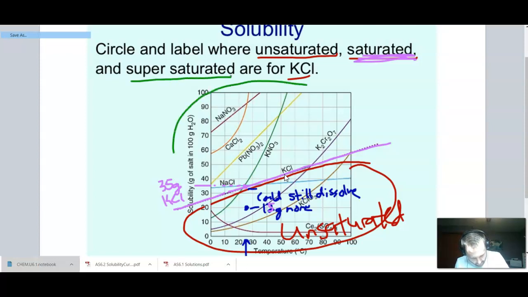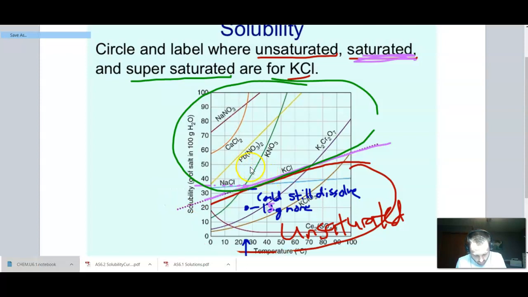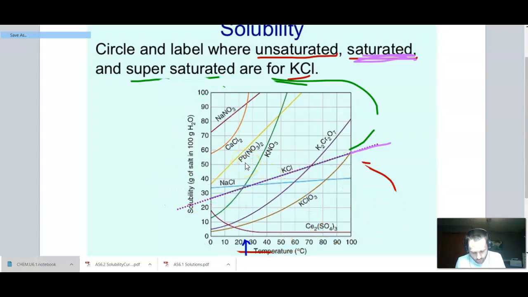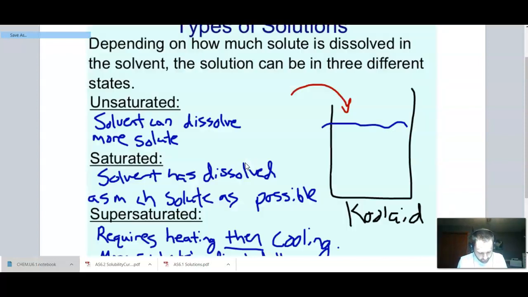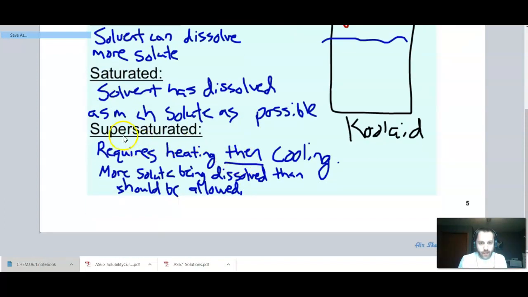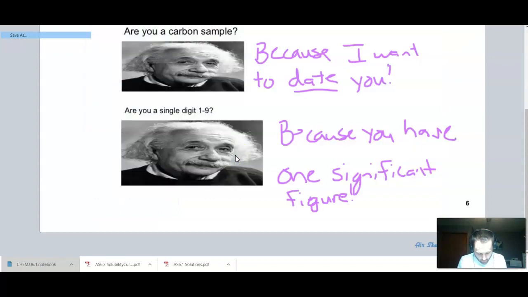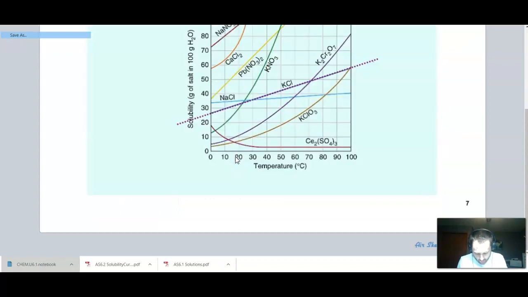So supersaturated is going to be anywhere above that line. So let's actually back this up, and unfortunately I'm going to have to erase this to really explain supersaturation. The way that supersaturation works, if you look back at our notes, we said that supersaturation has to come from heating and then cooling.